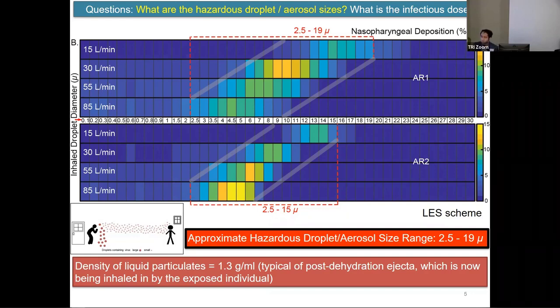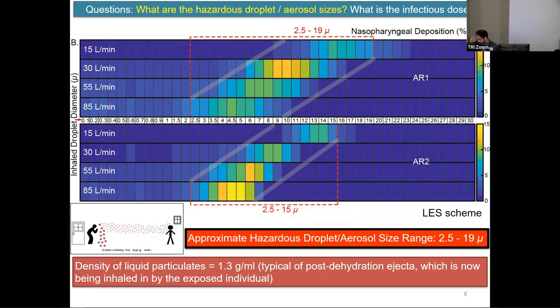So these are droplets which are supposed to be expelled by a host. Those droplets go out in the air, they undergo environmental dehydration, and now they are being inhaled by the exposed individual. So the material density should be higher than water, because when they're exhaled, they are made of oral fluids, mostly water, but as the water evaporates, the proteins and other constituents stay back. And the density was assumed to be, based on experimental measurements from other papers, 1.3 grams per ml. And that is what we simulated for the particles. We stopped our simulation at 30 microns because beyond that, the particles or droplets would be quite big and they would undergo prompt gravitational sedimentation.